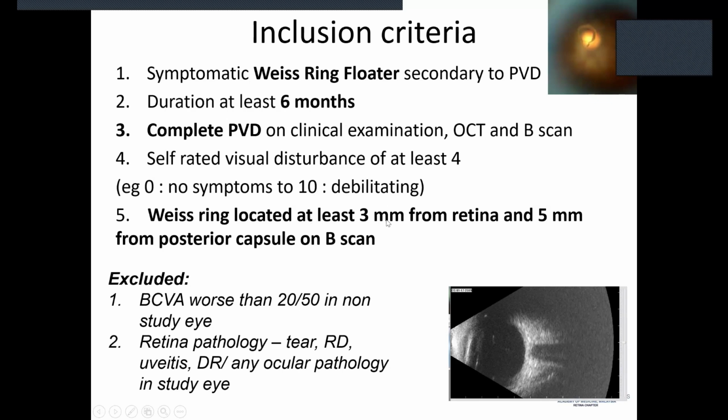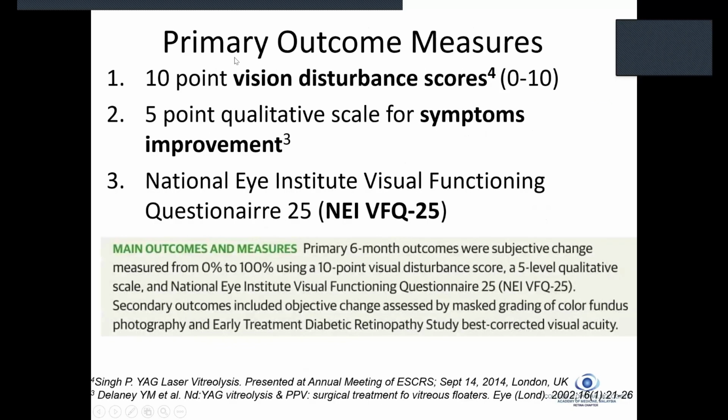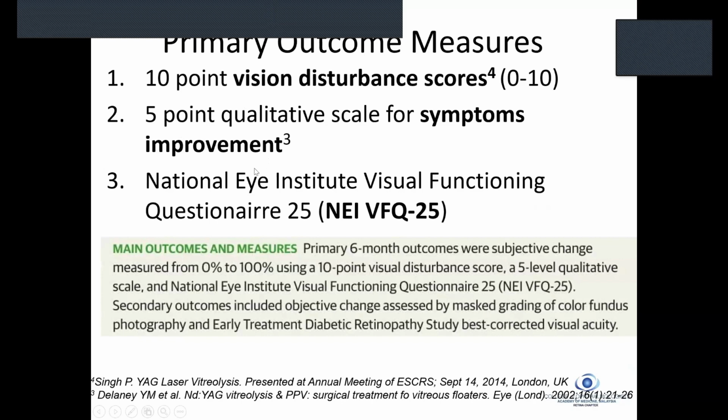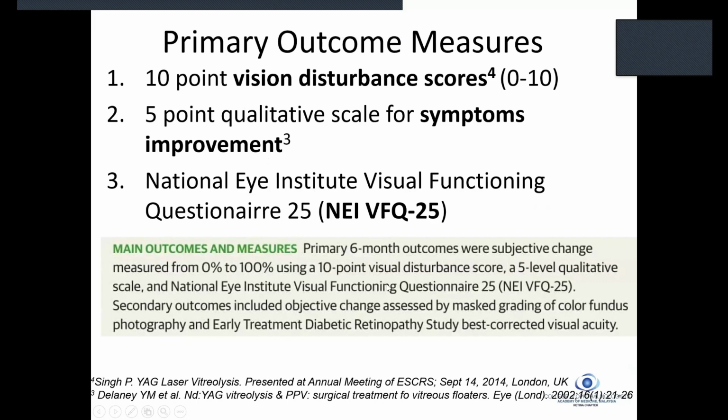And the Weiss ring had to be at least 3 millimeters from the retina and 5 from the posterior capsule on the B-scan. This is to avoid damage to the retina and also to the lens capsule, especially in patients who are fidgety. And if the patient's vision in the fellow eye was not normal, then they would not be included, and also if there was any retinal pathology. Now, there is a 10-point visual disturbance score that can be used for evaluation, and a 5-point qualitative scale for symptoms. And the patients all answered the National Eye Institute Visual Functioning Questionnaire.